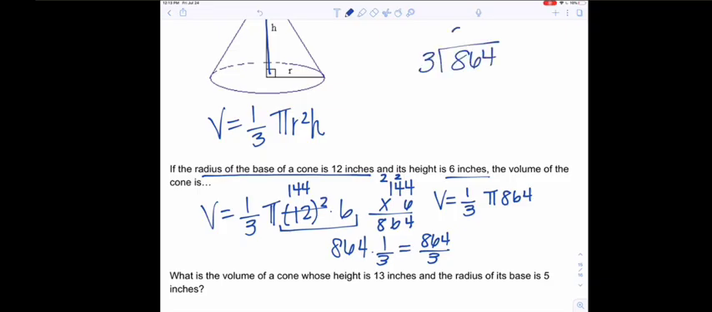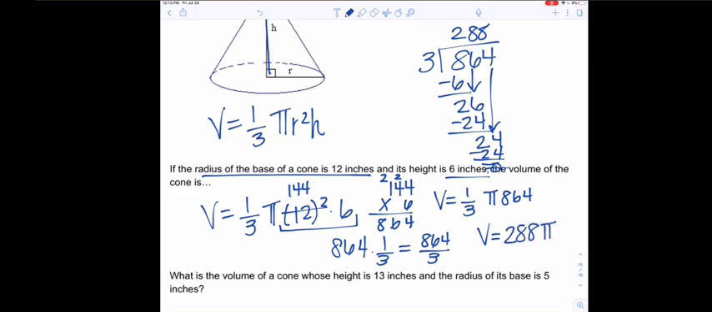864 divided by 3. 3 goes into 8 2 times. 3 times 2 is 6. Bring down the 6. 3 goes into 26 8 times. 3 times 8 is 24. 26 minus 24 is 2. Bring down the 4. 3 goes into 24 8 times again. And that's 0. So volume equals 288 pi. And that is inches cubed because it's volume. Okay? Pretty easy, pretty straightforward.